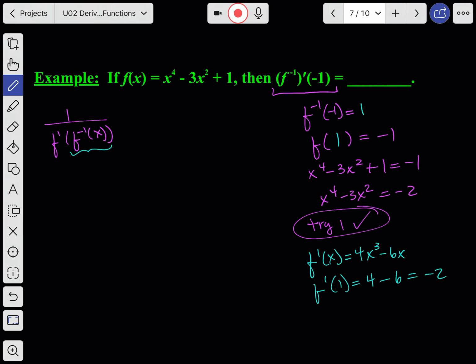So this initially was 1, and the derivative evaluated at 1 gave us negative 2, and there it is. That is the f inverse prime at negative 1 is negative 1/2. Okay, let's do another example.